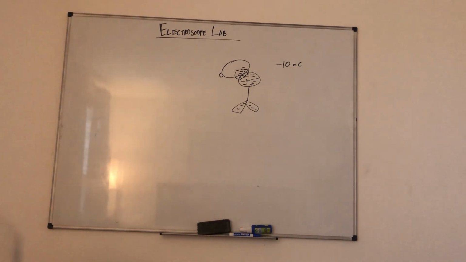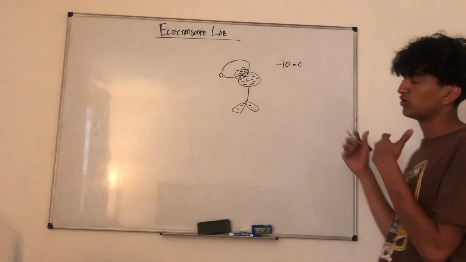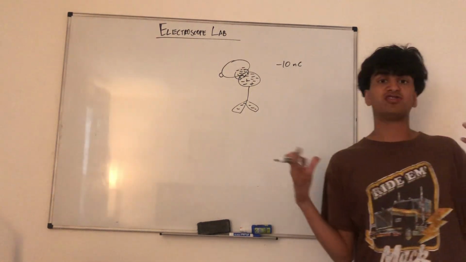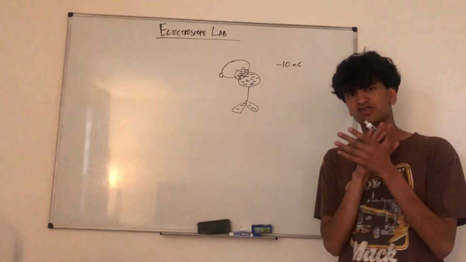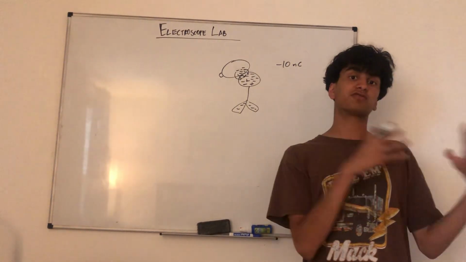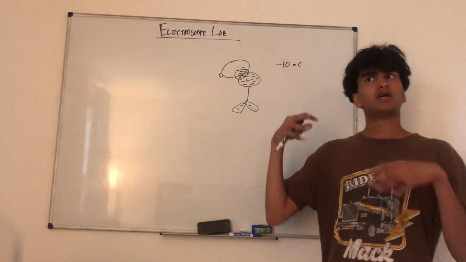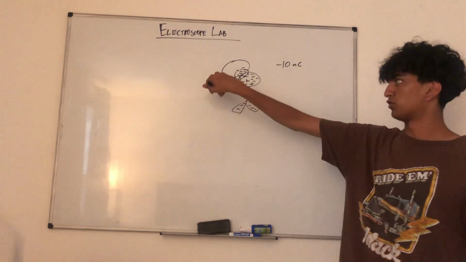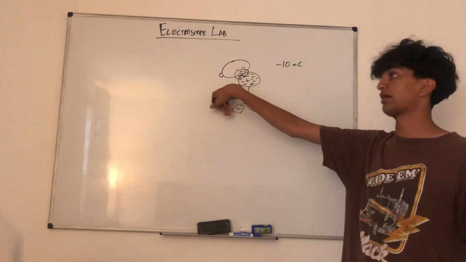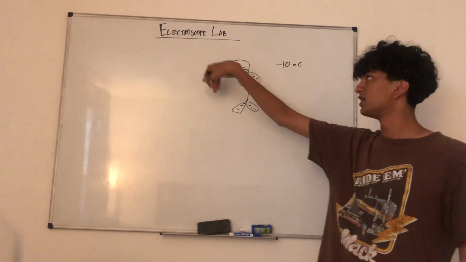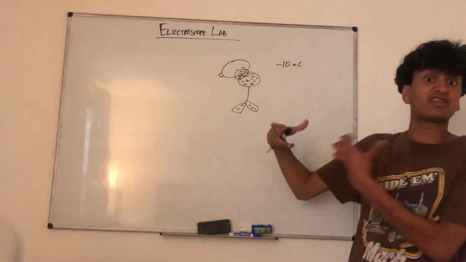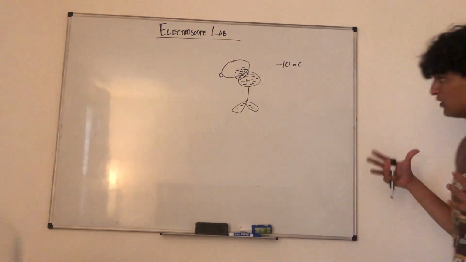Well, I'm stammering way too much. Your charge is conserved, so your initial charge has to equal your final charge, right? We started off with negative 10 nanocoulombs. So at the end, let's say this has negative 2, this better have negative 8. If this has negative 9, the electroscope better have negative 1. The charge has to go somewhere so that the total equals negative 10.